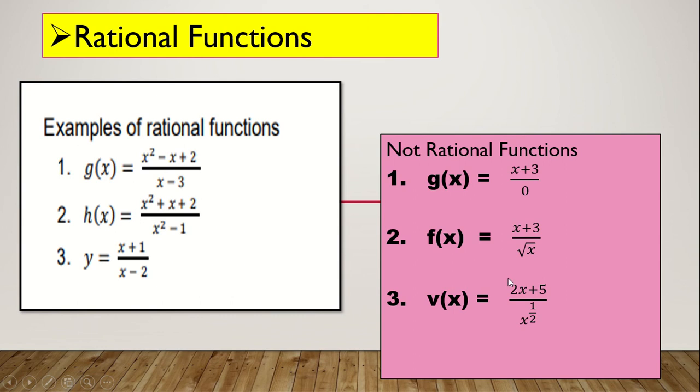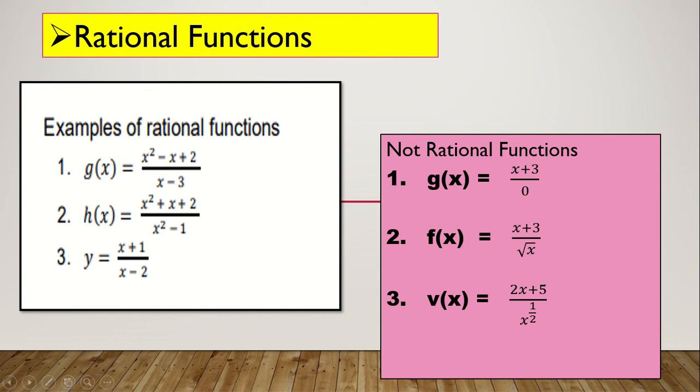So, these are the two examples. We have 3 examples of rational functions, and one that is not a rational function. Let's start with the examples of rational functions. Number 1, number 2, and number 3, look, they are all polynomial functions. They have the variable, they have the numbers. And for the denominator, all of them are not equal to 0.